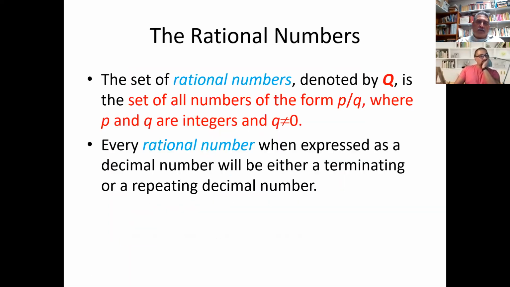Now, rational numbers. A set of rational numbers, which is shown by Q, is a set of all numbers of the form P divided by Q when P and Q are integers and Q cannot be 0, because we don't divide a number by 0. Now, every rational number, when expressed as a decimal number, will be either a terminating or repeating decimal number. What I mean is, either there's a decimal that ends, or it keeps going and going, like the number pi.